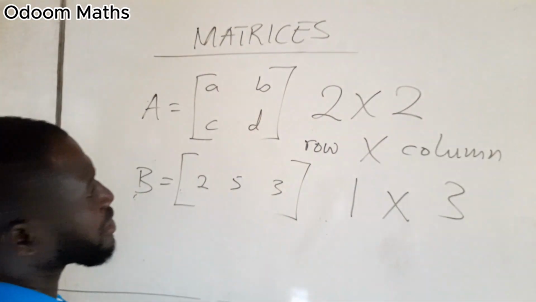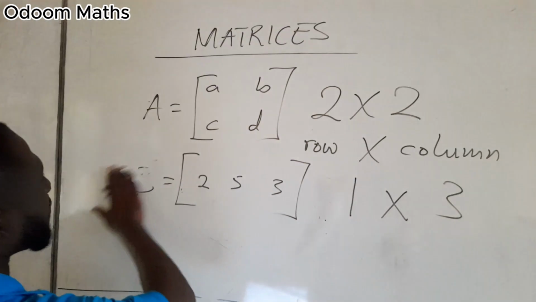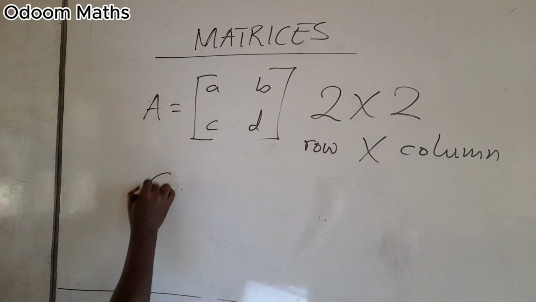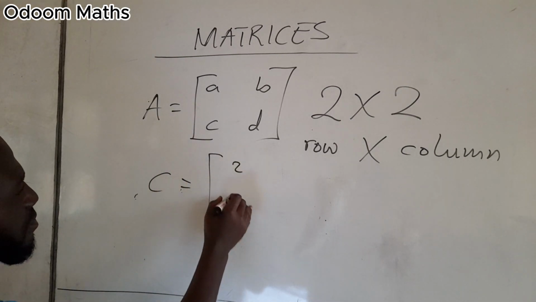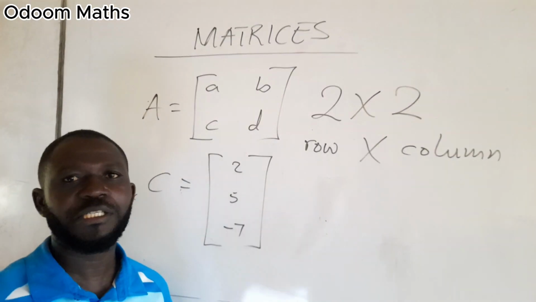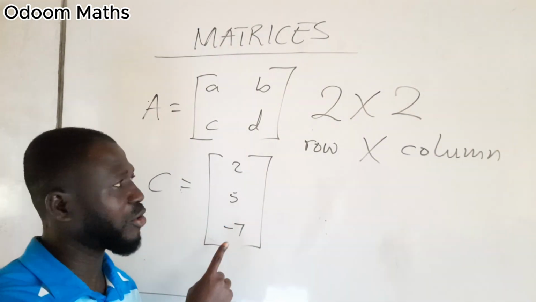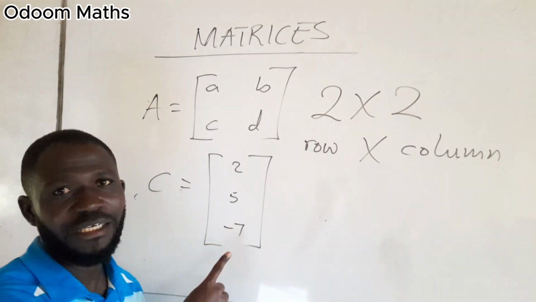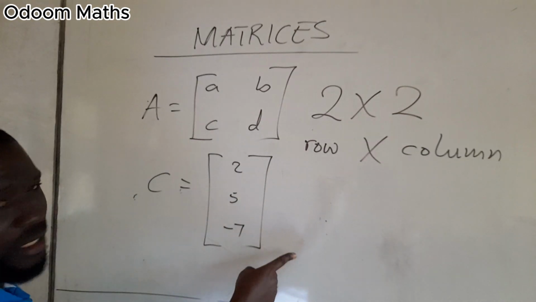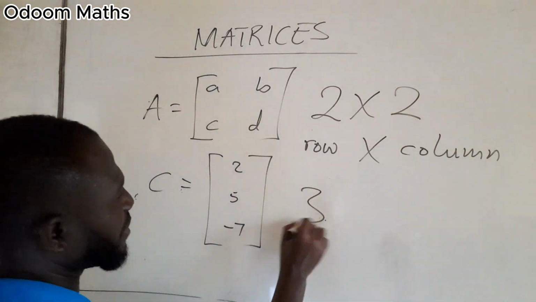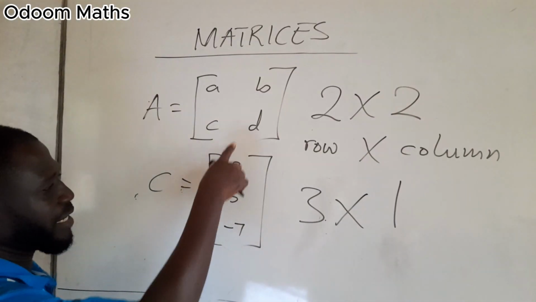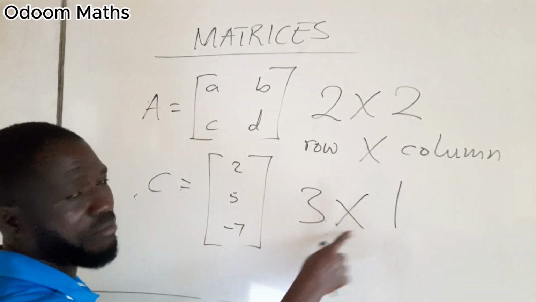So we may have a matrix of this form, let's say matrix C equals this. Please, you can pause and state the order of this matrix. The order of this matrix: this is 1, 2, 3 rows, 1 column. So that is 3 rows, 1 column. So that is a 3 by 1 matrix.